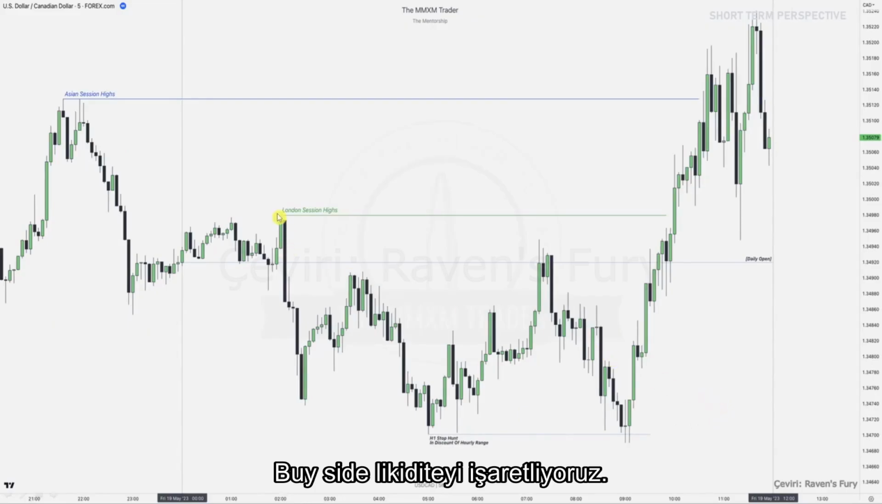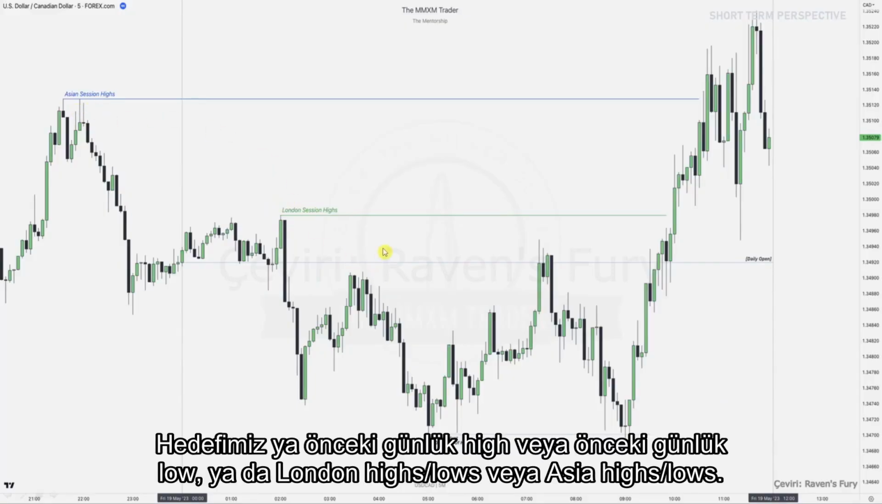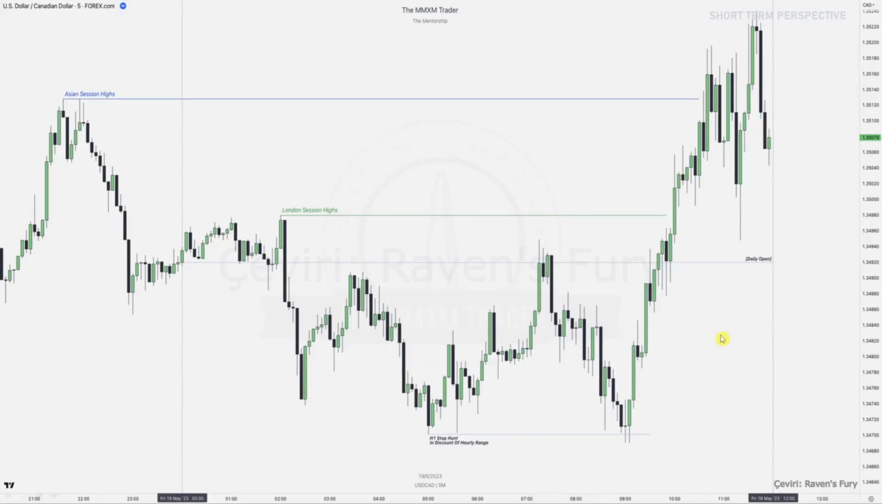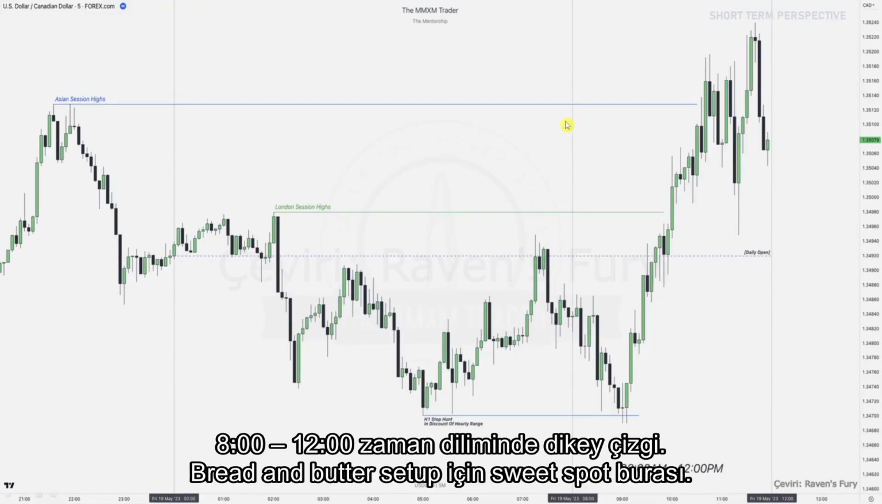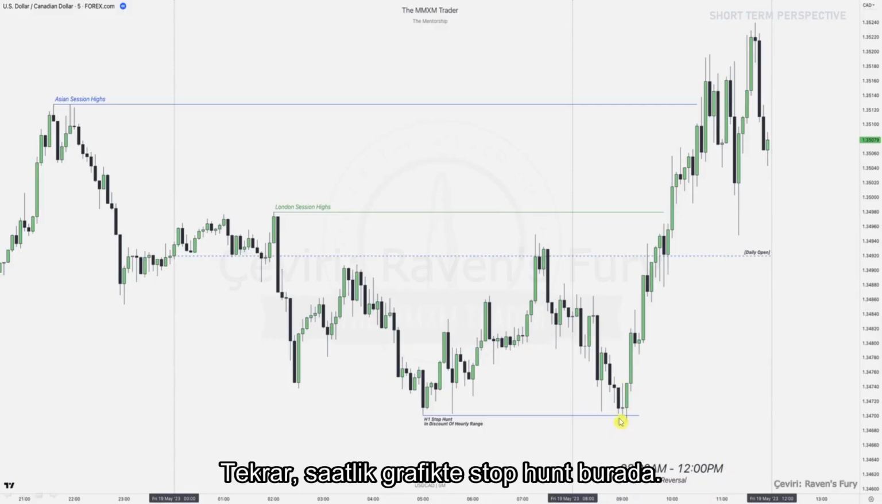Outlining those buy-side liquidity once again over here, London highs and Asian highs, right? We target either previous daily high or previous daily low, or we're gonna do those London highs or London lows or Asia highs or Asia lows. Vertical line on our 8 a.m. to 12 p.m. time zone, right? That sweet spot for the bread and butter setup. Now again, hourly stop hunt down here, right? And then we continue up higher.